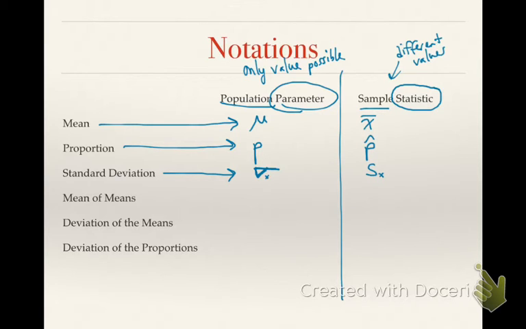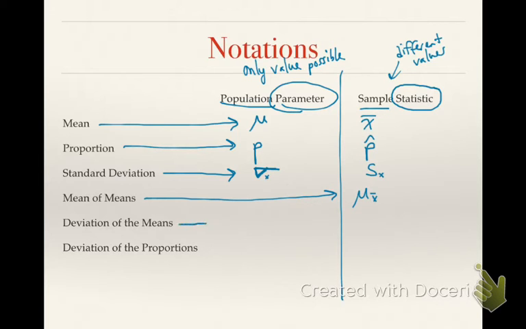The mean of the means deals with mu, but we're going to be dealing with the mean of the sample means. So this is what that notation looks like: the mean of all the sample means. In a sense, it is a population parameter, but it's based upon sample size. It's based upon the population itself, and the sample means that are distributed.